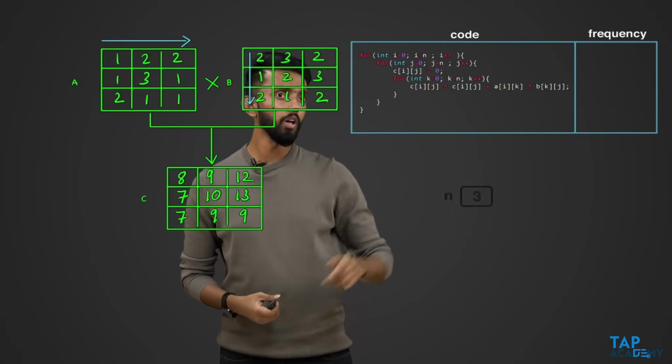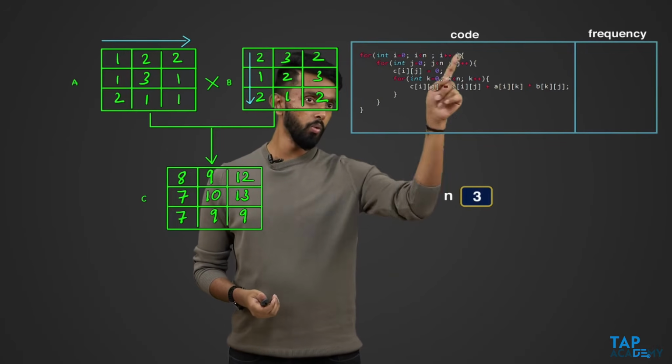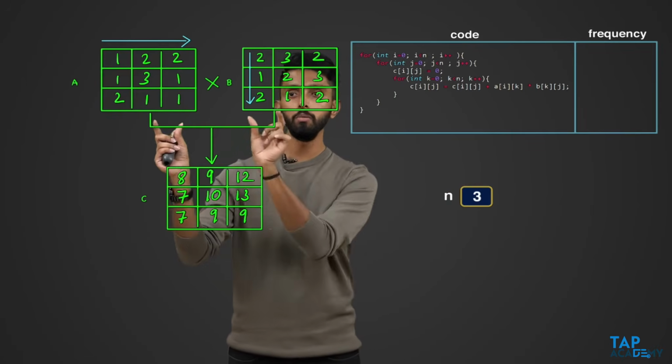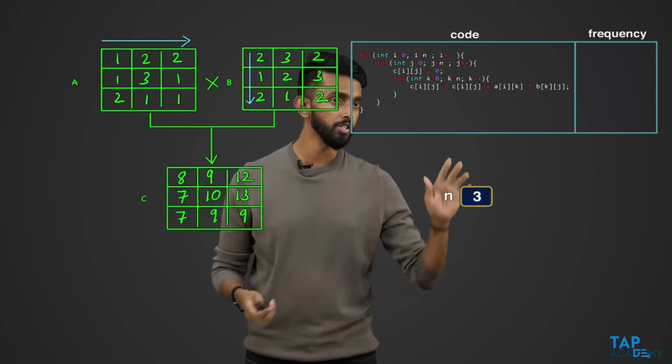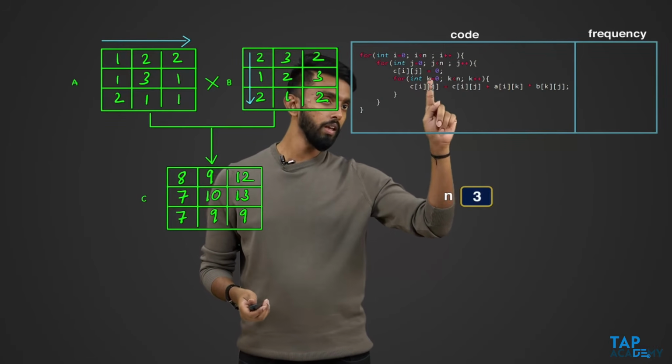First I'm starting with the outermost for loop. n is 3. So what is n? n is basically nothing but the dimensionality of the matrix, so n cross n matrices. So 3 cross 3 matrix is the meaning. Now i is 0 to n, j is also 0 to n, k is also 0 to n.